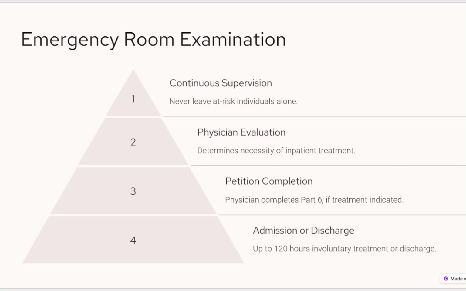Following the emergency room examination, the physician will determine if inpatient treatment is necessary. If inpatient treatment is indicated, the physician will complete Part 6 of the petition, which finalizes the 302 process. The individual will be admitted for up to 120 hours, which is 5 days, of involuntary treatment. If the physician determines that there are not sufficient grounds for an involuntary commitment, Part 6 will not be completed, and the individual will then be discharged.